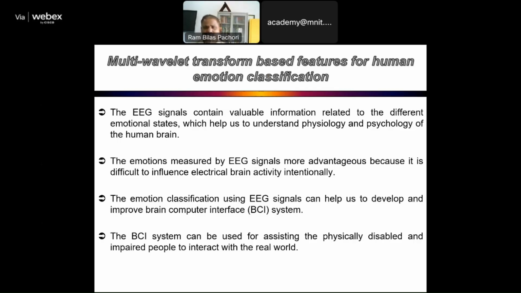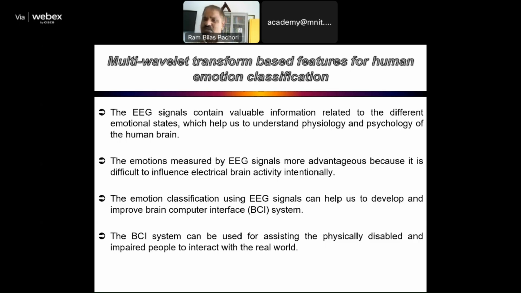The last part of this talk is on multi-wavelet transform-based features for human emotion classification. EEG signals contain valuable information related to different emotional states, which helps us to understand the physiology and psychology of the human brain. And emotions measured by EEG signals are more advantageous because it is difficult to influence electrical brain activity intensely.